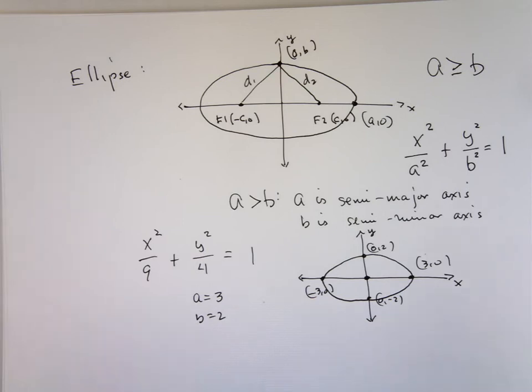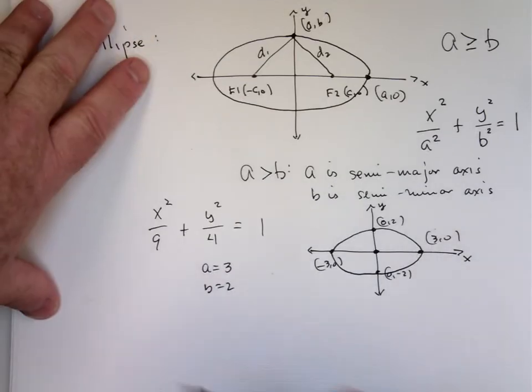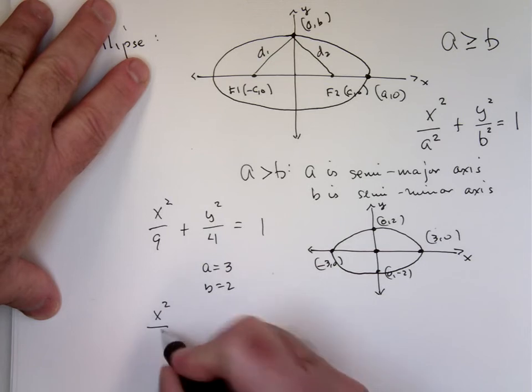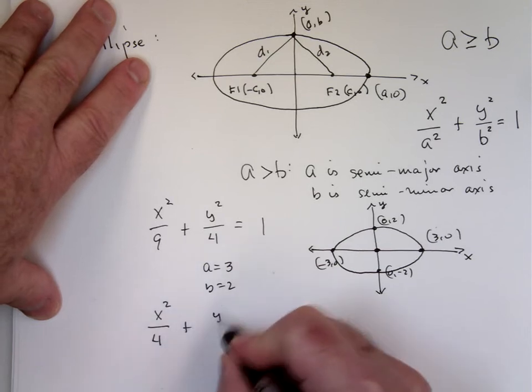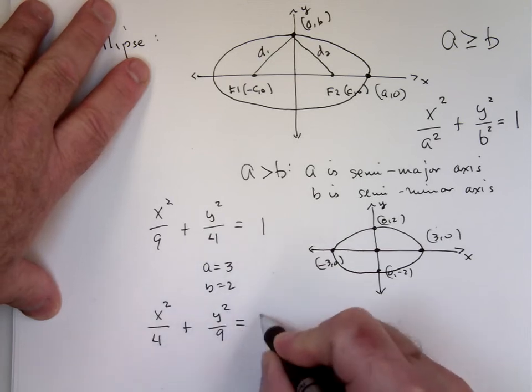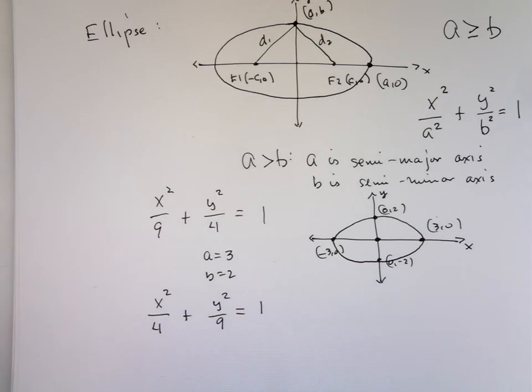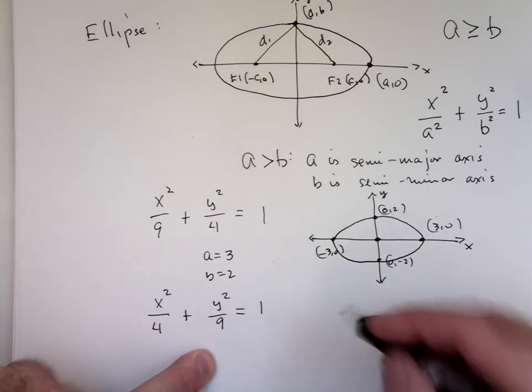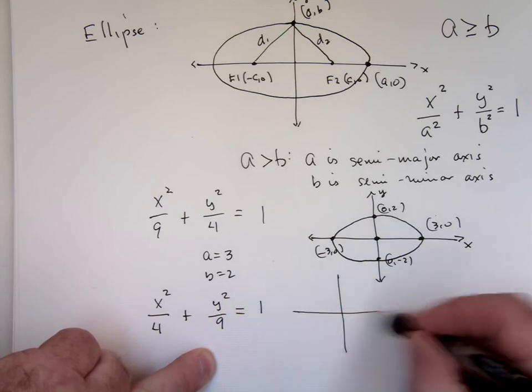And just to complete this thought about the semi-minor and major. So let's suppose we have x²/4 + y²/9 = 1. A squared is 9, A is still 3. A is always the greater of the two, but it's in the y direction this time. This would be this ellipse.